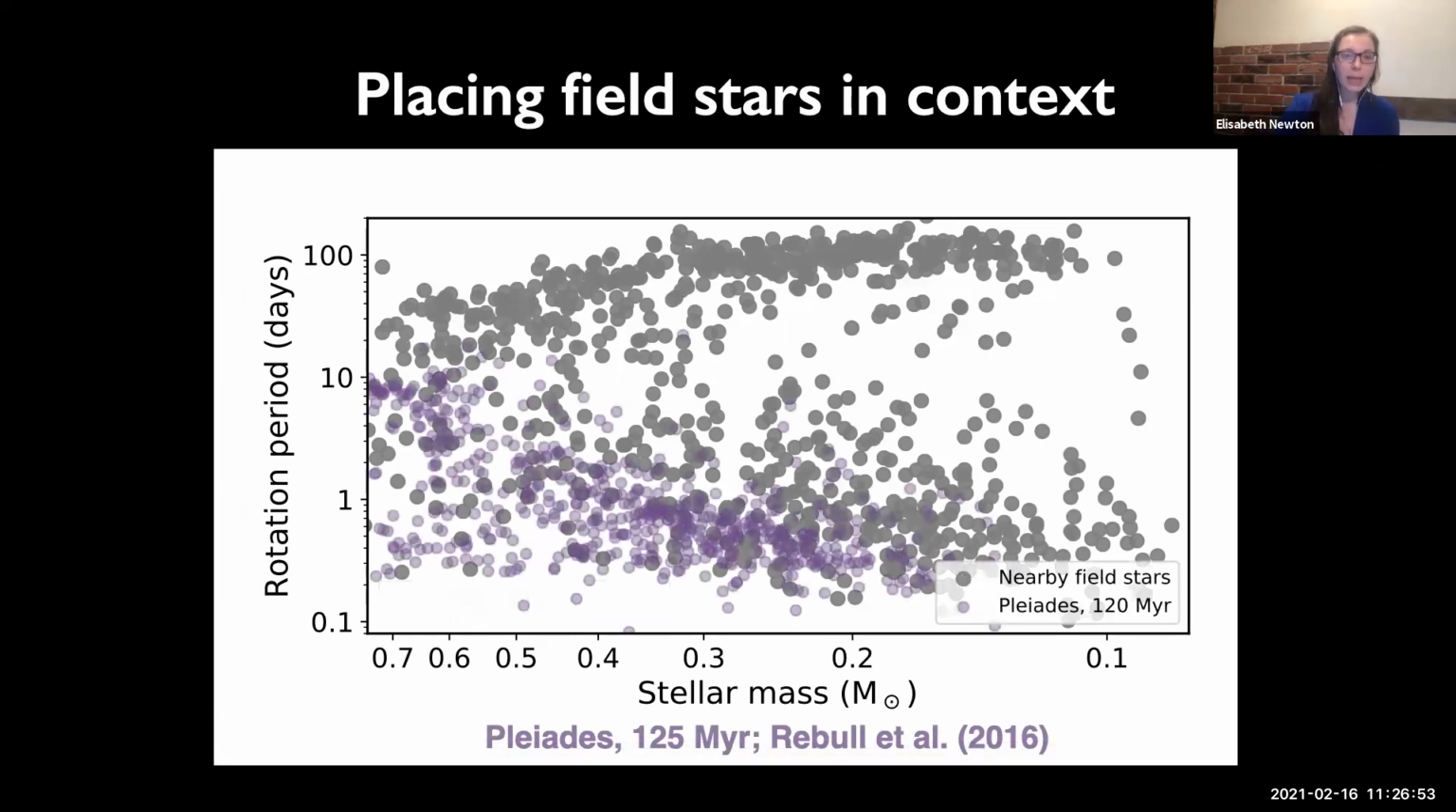So this is the Pleiades, so it's an age of around 120 million years. And you can see that the fastest rotating stars in our field population correspond to the fastest stars in the Pleiades.